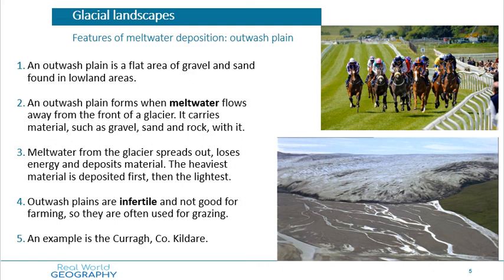And as it flows, it just drops sand and gravel and rock. It spreads out and makes a big flat area of sand and gravel called an outwash plain. Outwash plains are actually infertile, and they're not good for farming, so they're often used for grazing. So all you can do here is basically graze. An example is the Curragh in County Kildare. The Curragh, with the racetrack and the army camp, is an example of an outwash plain. You can't really farm there, except you can keep a few cattle on it.